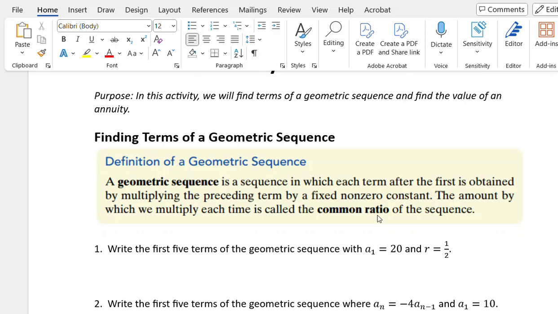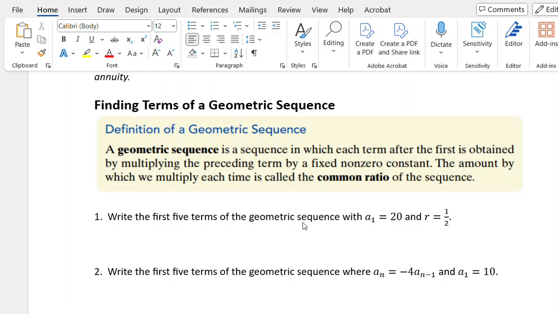So in arithmetic sequences, we are adding the same number each time to get the next term. In a geometric sequence, we are multiplying by the same number each time to get the next term. So we're going to write the first 5 terms of the geometric sequence with first term equals 20 and r equals 1/2. R is the common ratio, or the number that we are multiplying by. So our first term here is going to be 20.